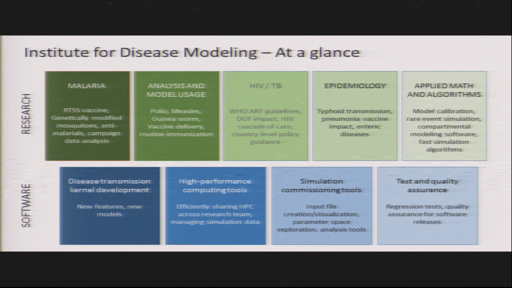On the screen are the different groups and units within the Institute. Our goal is very much to enable and hasten disease eradication and disease control. We started in 2007 with a focus on malaria, when there was a global call to eradicate malaria by the Gates Foundation, and grew from there to other diseases of public health importance, as Simon outlined. For example, HIV, tuberculosis, polio, or the next set of diseases. From there, we've expanded into pneumonia, for example, typhoid, and added applied math and algorithms as a unit.